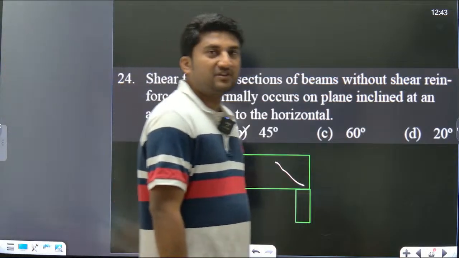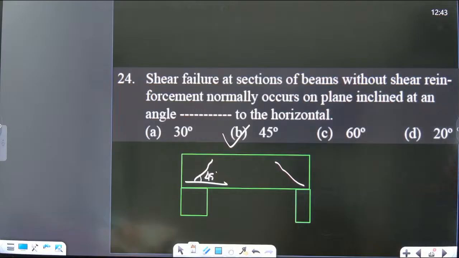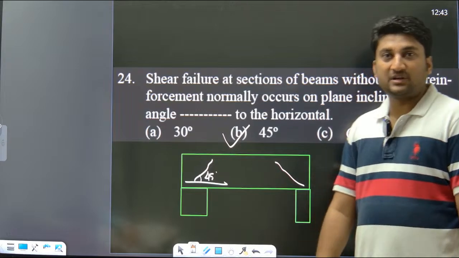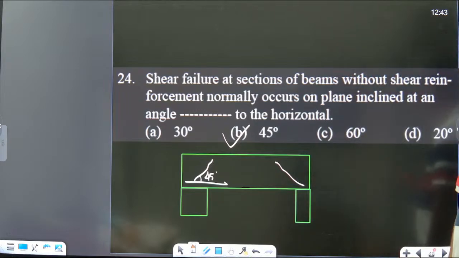You can derive this by taking the stress diagrams, from the concepts of strength of materials. Understood everyone? The correct answer is 45 degrees. It is diagonal shear failure. Next.